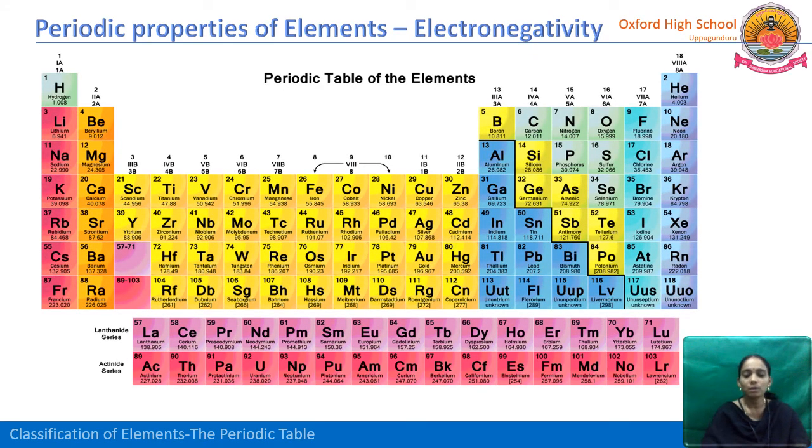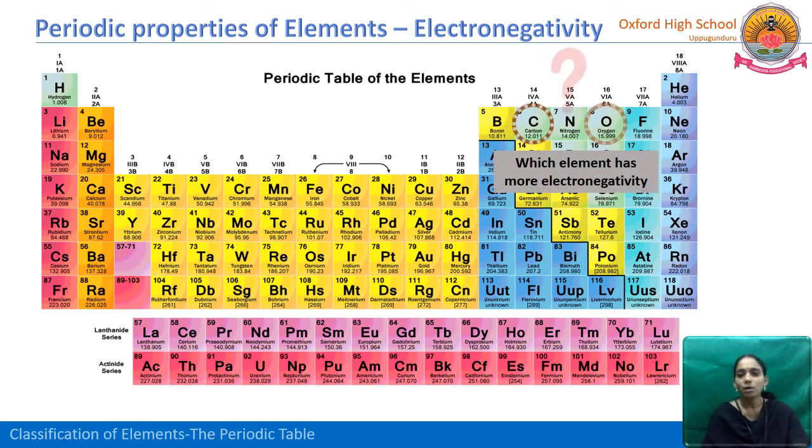Let us come back to the question. Among carbon and oxygen, which element has more electronegativity? Now you got the answer, right? We know that the electronegativity in a period, from left to right, increases. Carbon and oxygen belong to the same period, that is the second period, so the electronegativity increases from left to right. Among these two, oxygen is more electronegative, so it has the capability to attract the shared pair of electrons towards itself rather than carbon.